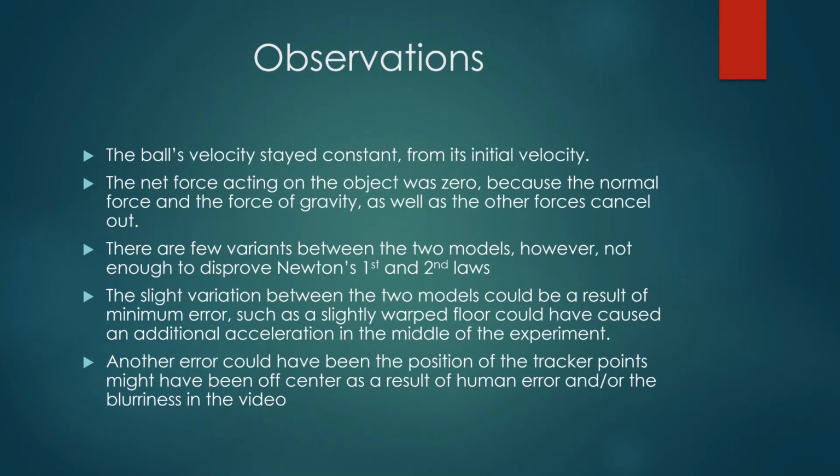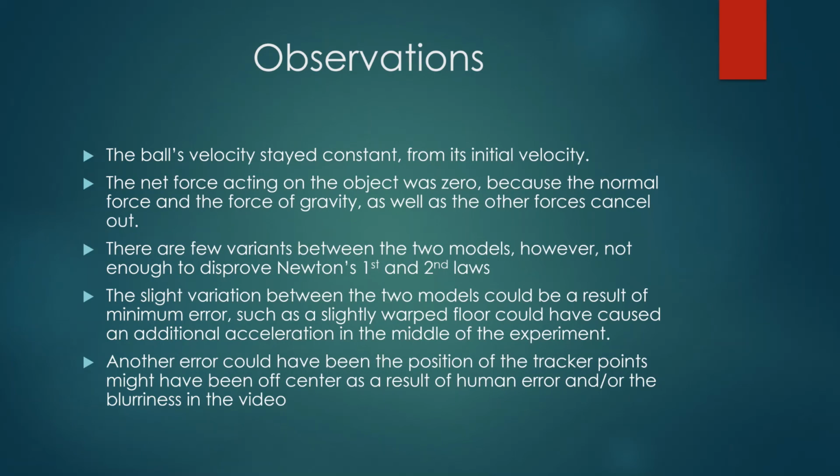Given those graphs, we can make these observations. The ball's velocity stayed constant throughout. The net force on the ball was 0 because the normal force and the force of gravity, as well as any other forces, canceled out. There are very few variations between the two graphs, which is not enough to disprove Newton's first and second laws.